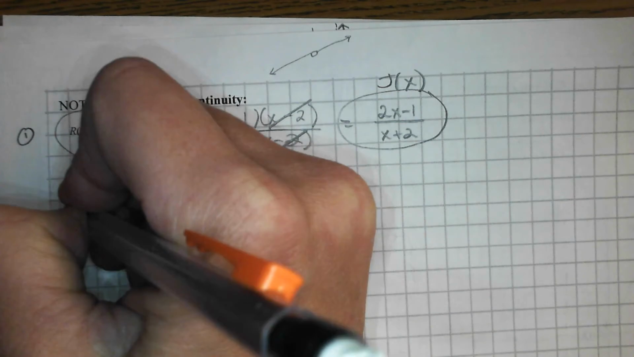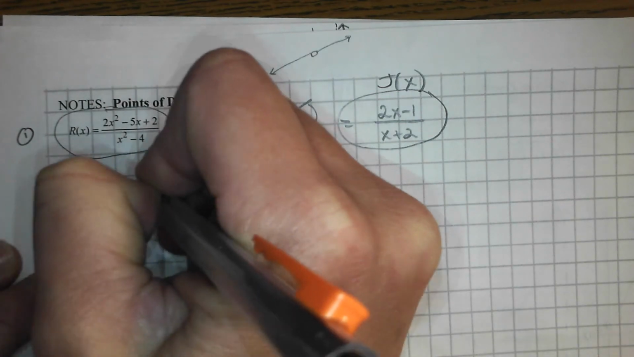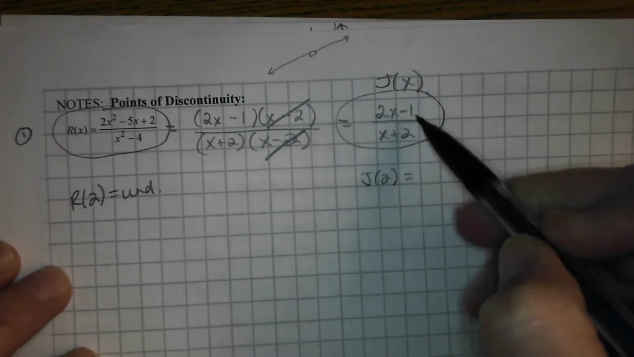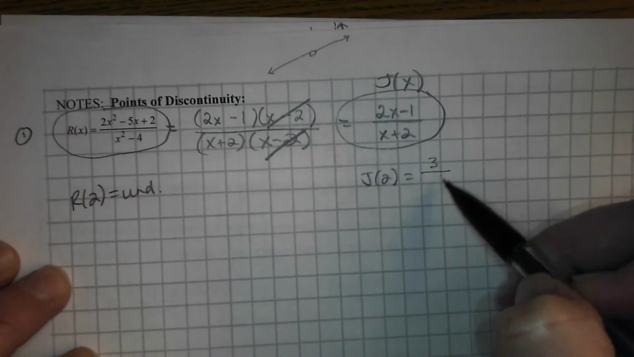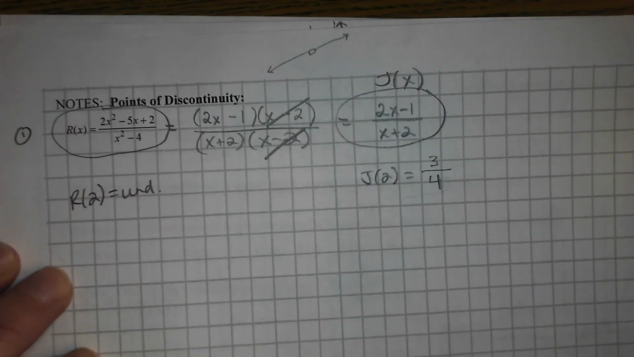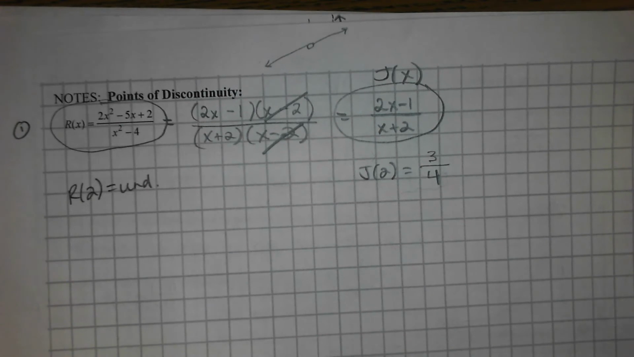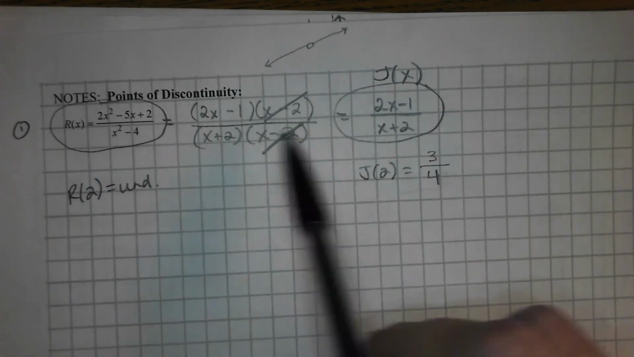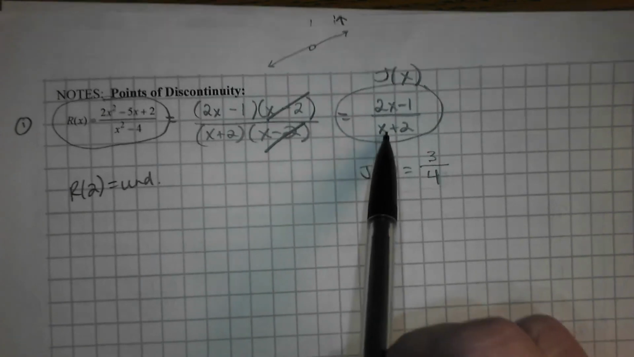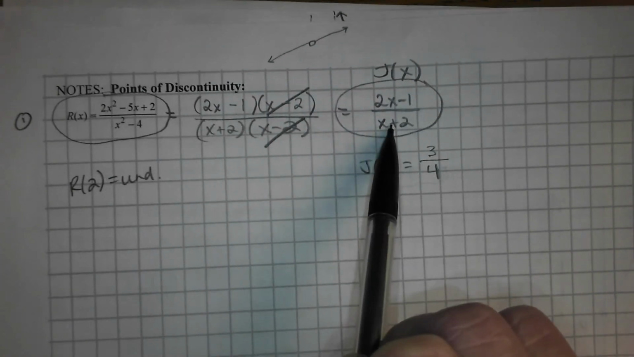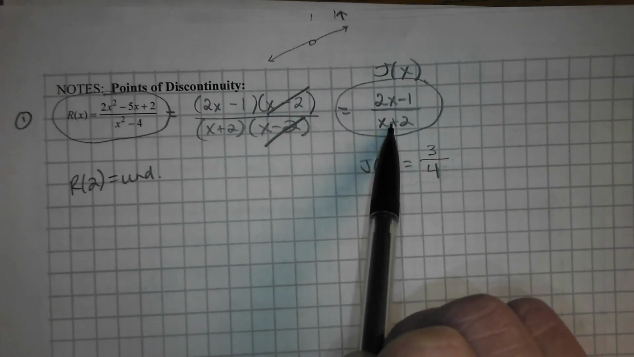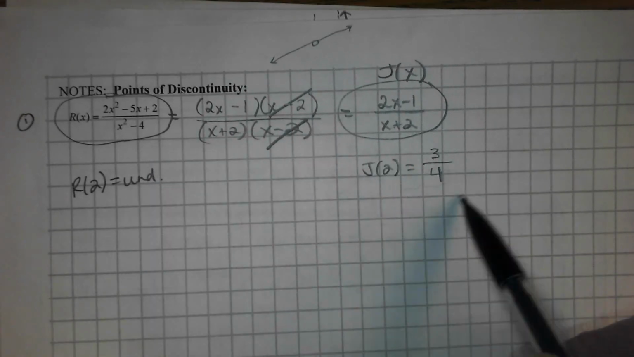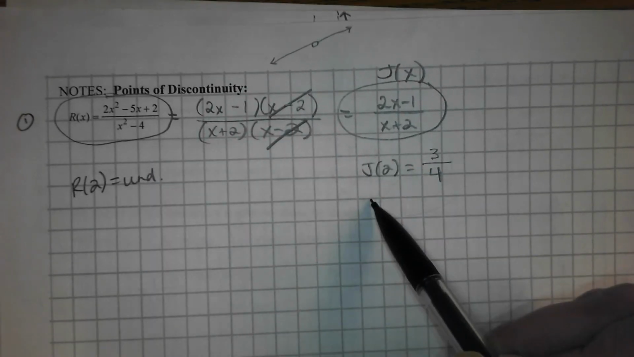Really, because r of 2 is undefined and j of 2 is 4 minus 1 is 3, 2 plus 2 is 4, 3/4. Everything else about these graphs is going to be identical. So the takeaway is we're going to use this one to do the graphing just because it's simpler. And the only difference is there's a hole at that location.